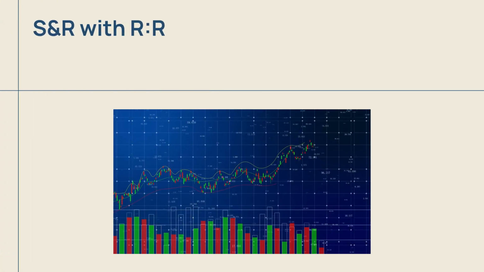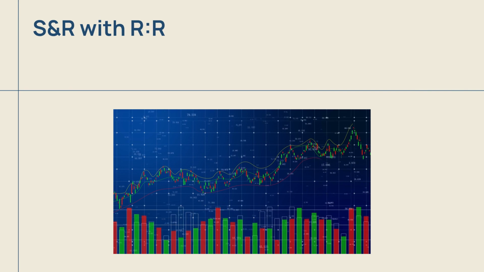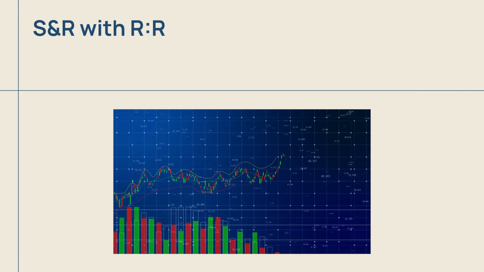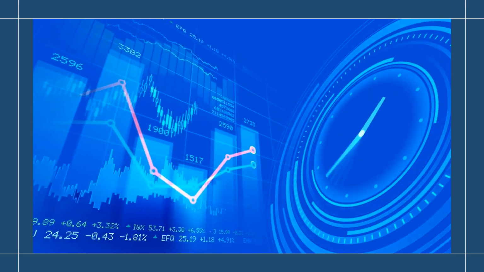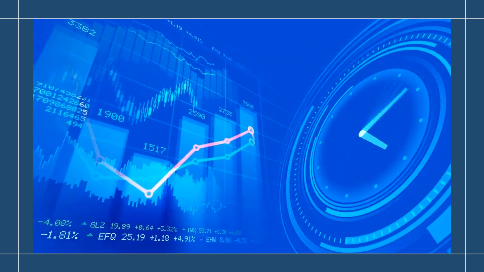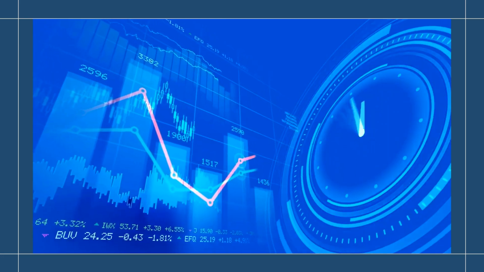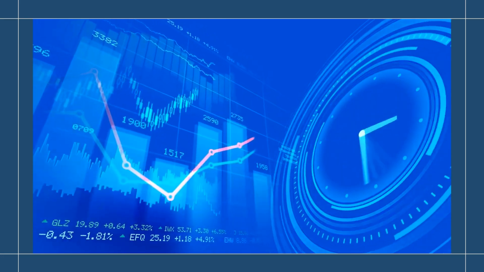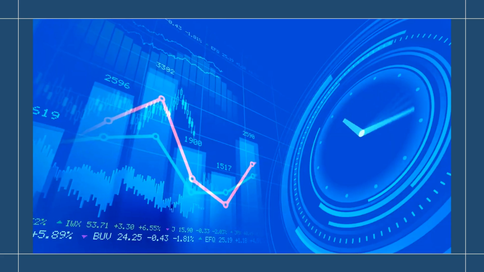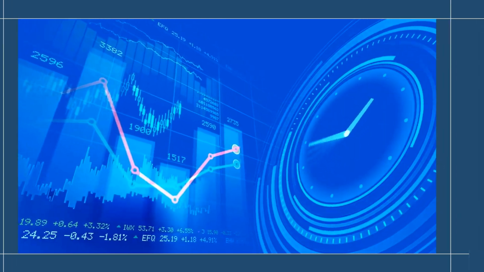The true power comes from integrating S and R with RR. Support and resistance levels provide the precise boundaries to define both your risk and reward. For instance, entering a long trade at a strong support level, placing your stop loss just below that support, and setting your take profit at the next resistance level. This defines a clear, favorable RR trade setup.